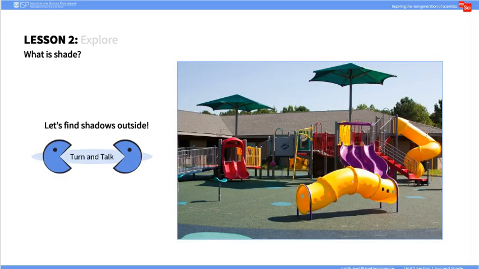A similar exploration can be done outside on the playground. Students will locate the sun in the sky, determine what object is making a shadow, and where the shadow is on the ground. This can be done with multiple objects. They will use this investigation to construct explanations about what is causing shadows on the ground outside.